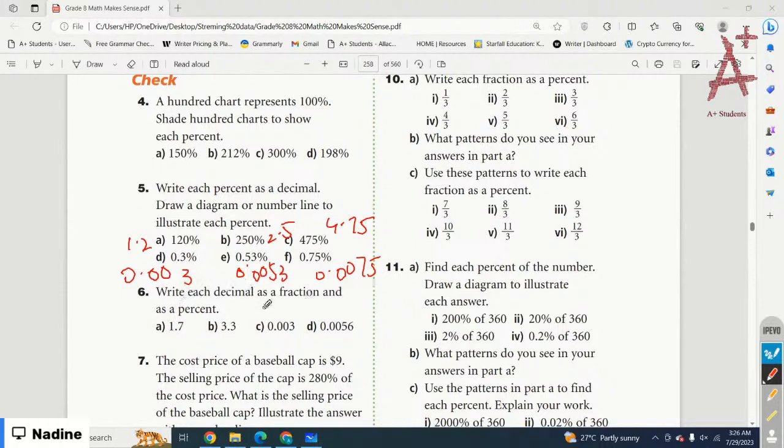Okay, write each decimal as a fraction and as a percent. 1.7. It would be 1.7 over 10. Just remove the decimal point, 17 over 10, not 1.7. And you can write it as 170%. Then you have 3.3. You can write it as 33 over 10. And it would be 330%.